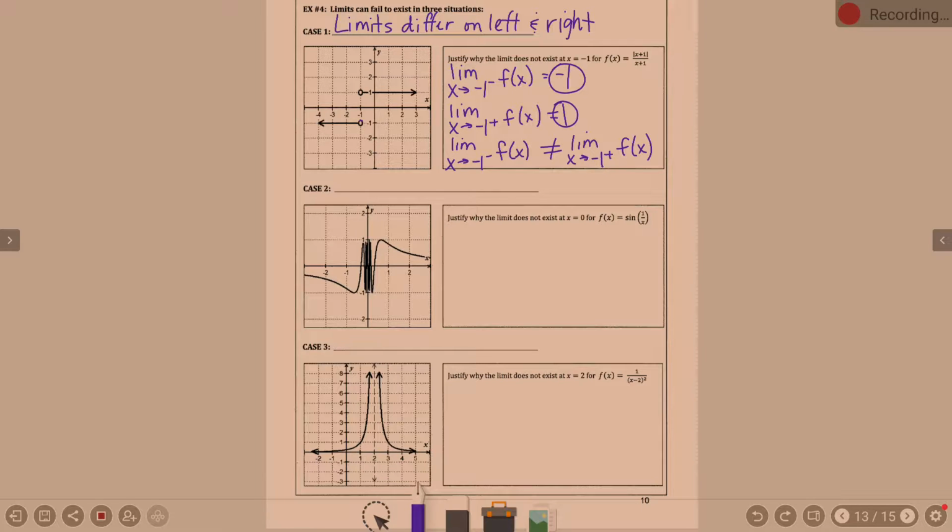Okay, case 2. Love that graph, right? Oscillating behavior. With oscillating behavior, justify why the limit does not exist at x equals 0 for f of x equals sine of 1 over x. What it's going to come down to is inspecting closer. We can look at the graph. Honestly, if I zoomed in on my calculator, I had a pretty good view, and I could easily see why it wasn't working.